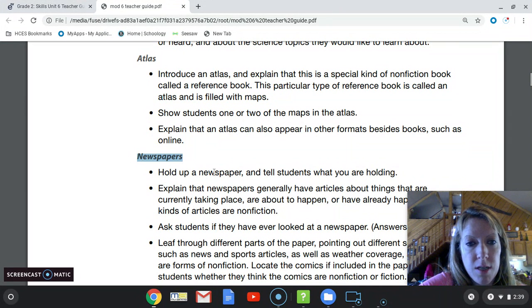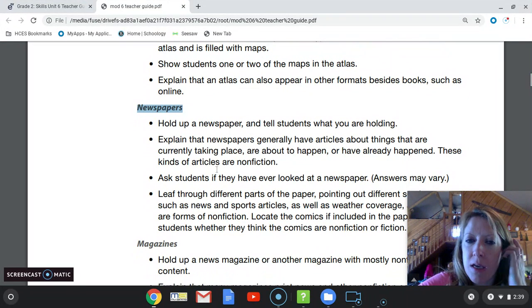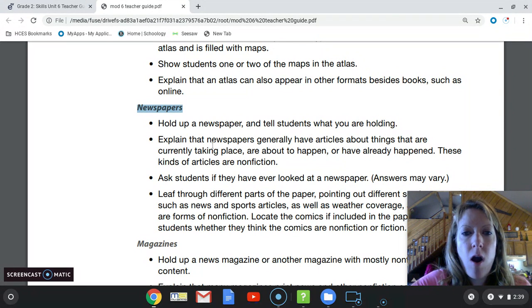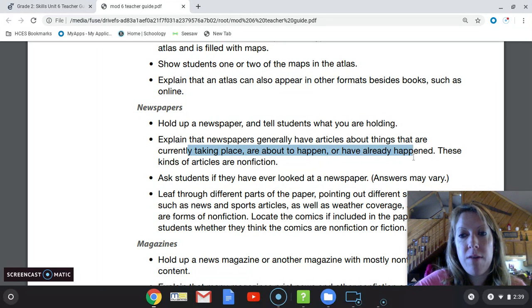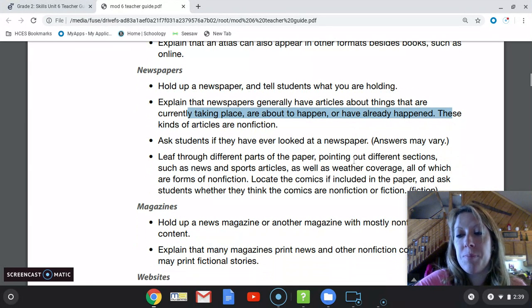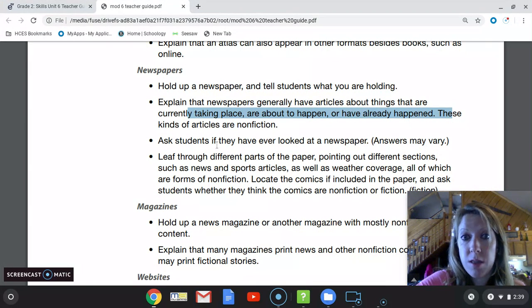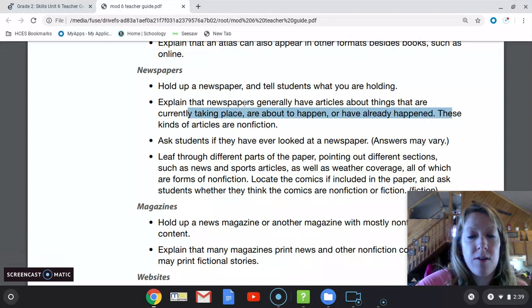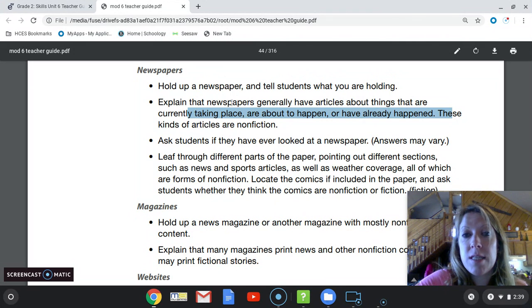Newspapers are another type of nonfiction book. I think you've all seen newspapers before. They usually have articles in them that talk about things that are currently taking place, that are about to happen, or have already happened. Hancock has its own little newspaper called the Hancock Herald. So if you've seen your moms and dads and grandparents reading that, that is a nonfiction type of book. It is a newspaper.